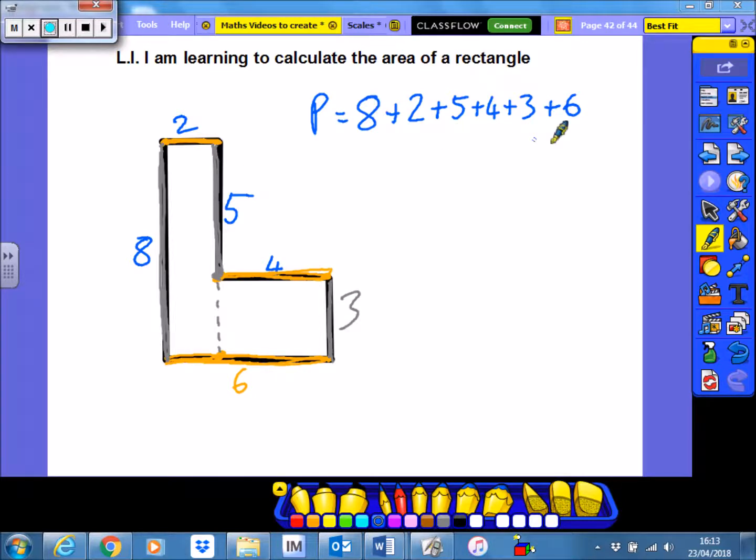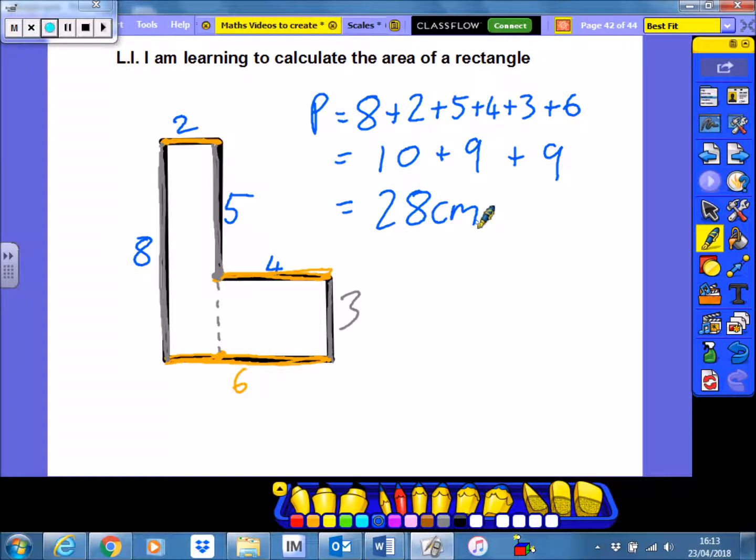Just for the sake of it, I don't like doing a long sum like that in one go, so I'm going to chunk it up. I'm going to do 8 plus 2 is 10, plus 5 plus 4 is 9, plus 6 plus 3 is 9. So what I've got is 10 plus 9 plus 9. 9 plus 9 is 18. So it will be 28 centimeters in total.